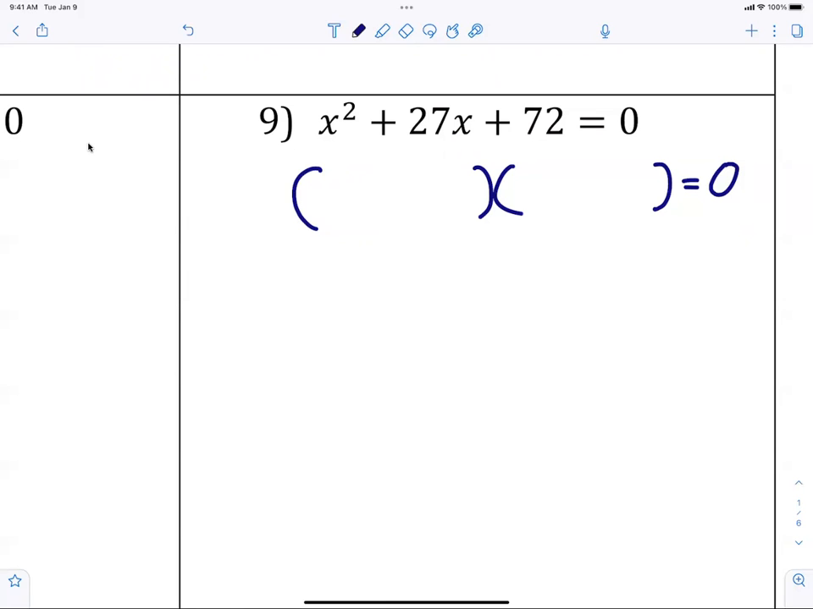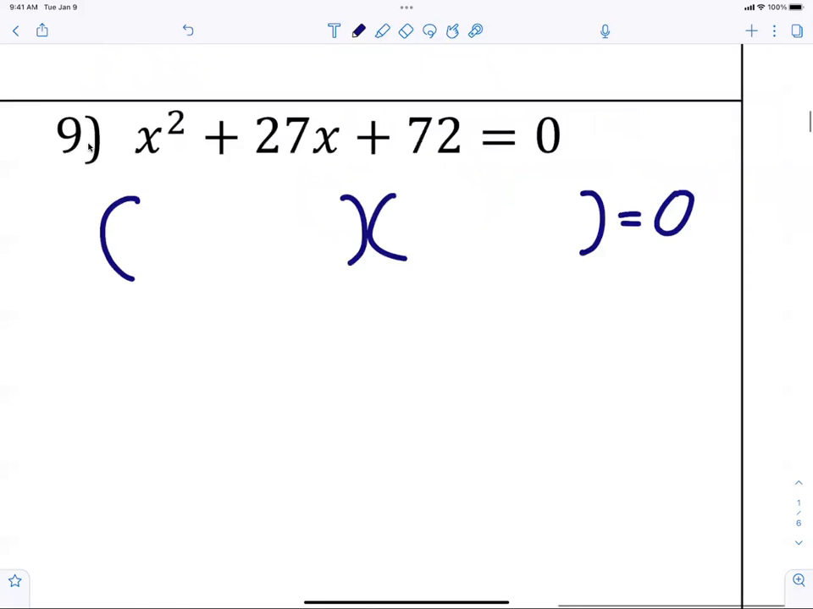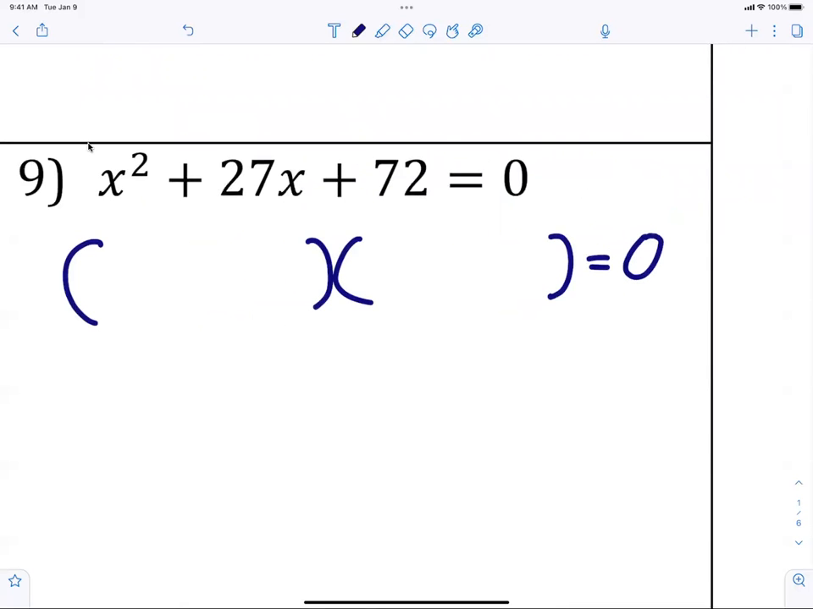27 times 3 is 81. Come on, don't just say numbers. That's what's happening on the test. All right, come on, find the factors of 72. Now, for those of you who are struggling with that, please listen. I know you know now, but listen to what I'm saying.